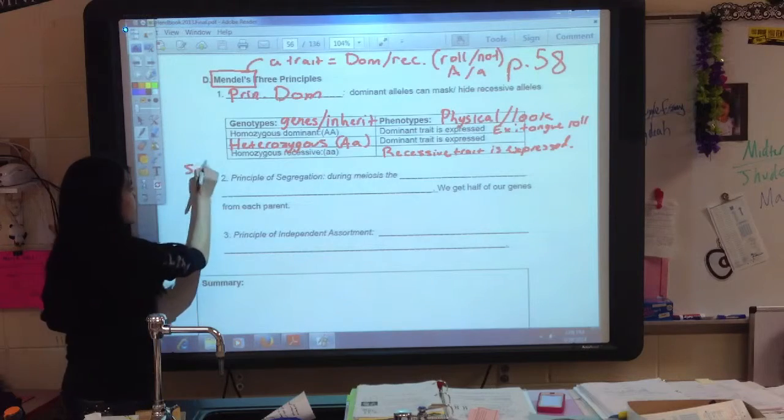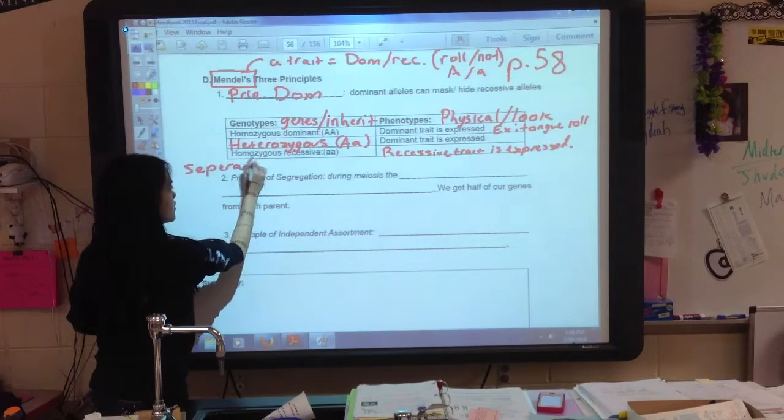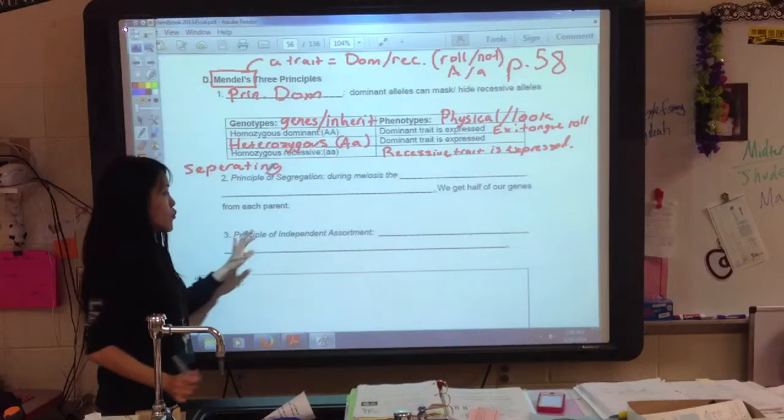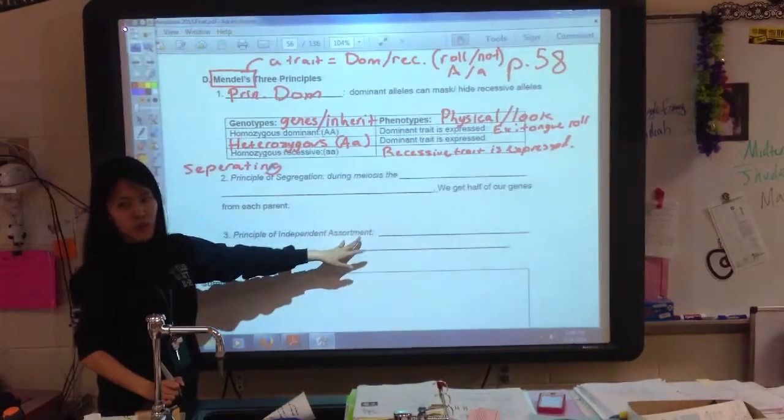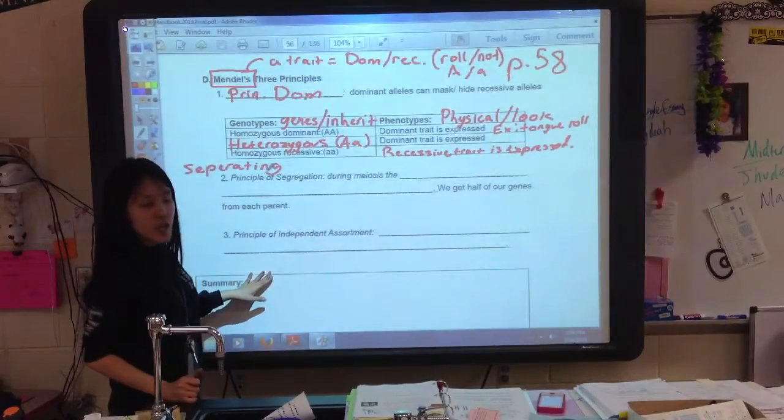I do want you to write that right now, separating. And principle of independent assortment. We'll also mention those 2 later on.